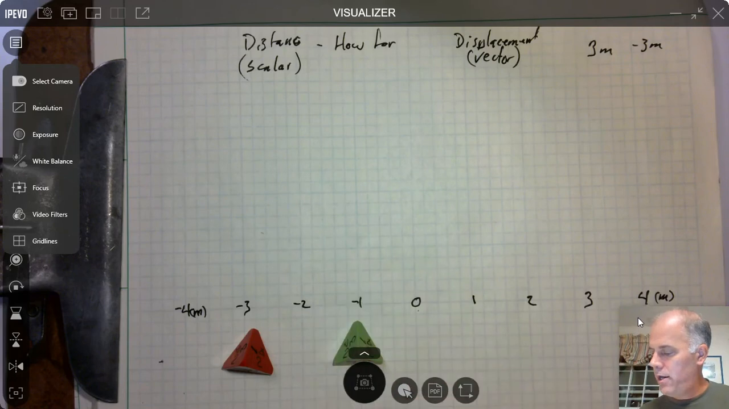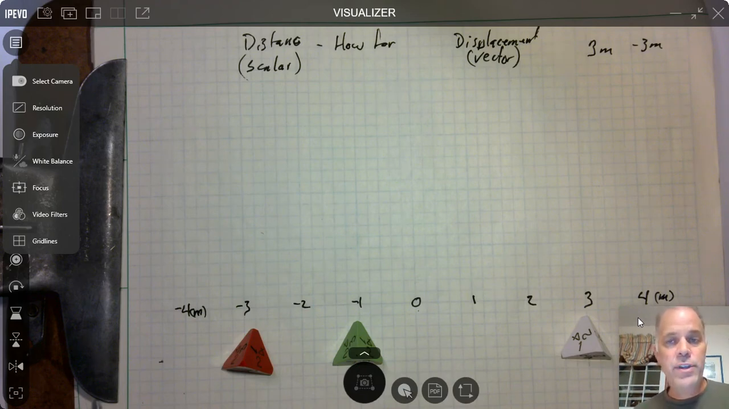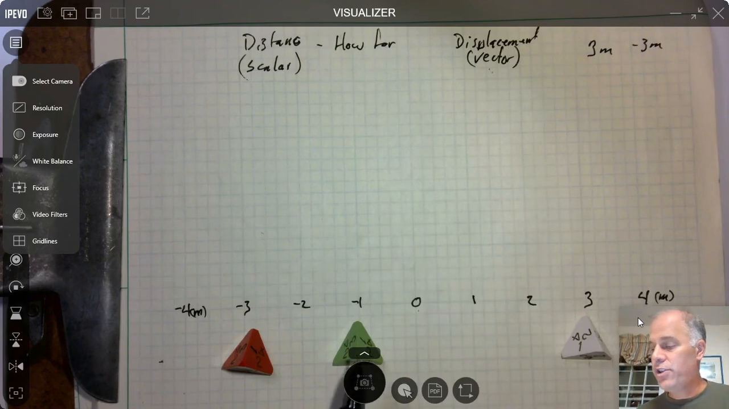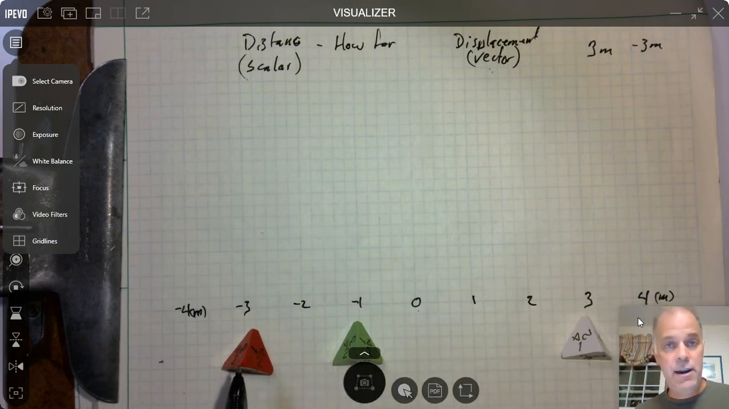Now, what if we do that round trip thing again? I think I started here. We turned around at this point, so we went to here and we came back. All we care about with displacement, and remember this, is the starting and the ending position for whatever time interval we're interested in. And for this one, we're interested in the whole trip. So we started here and we ended here.